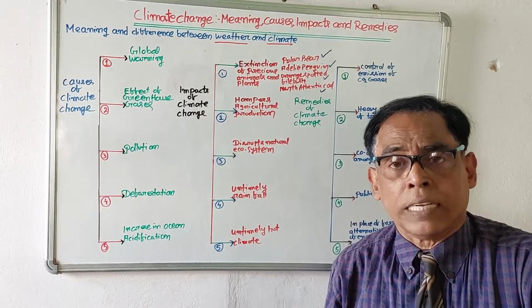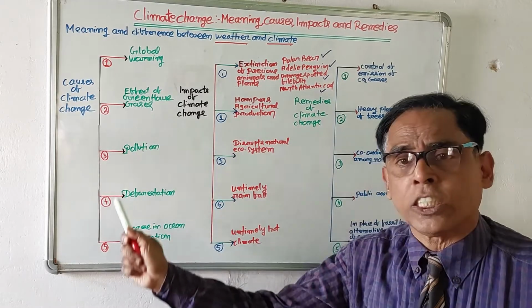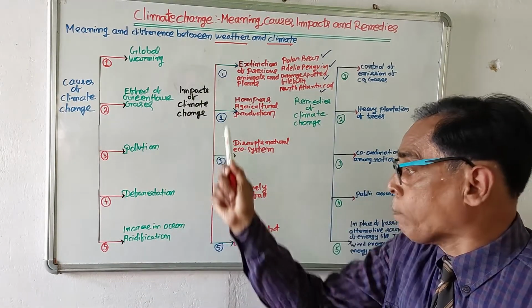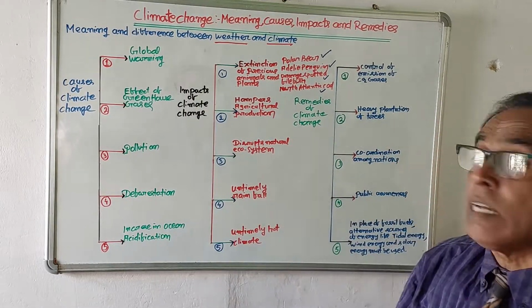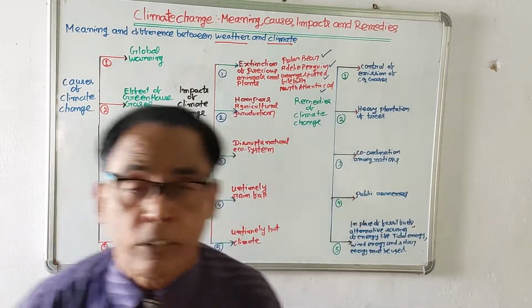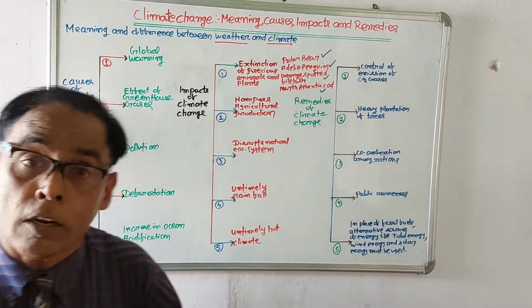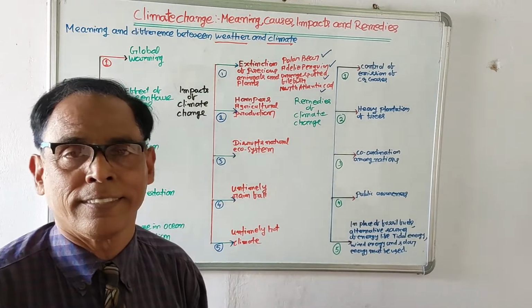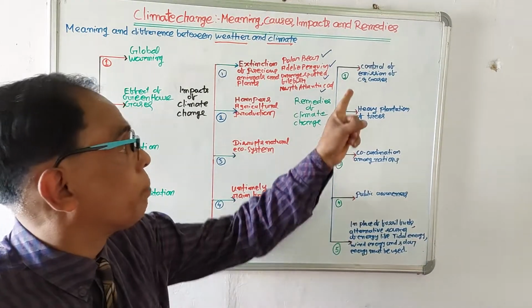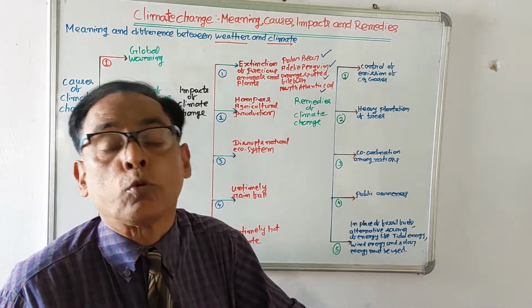Now we are clear what are the causes of climate change and what are the impacts of climate change. Now we'll discuss what remedies we can take up to control climate change. Here also we'll take up 5 remedies. Be attentive. Number one, control of emission of CO2 gases.